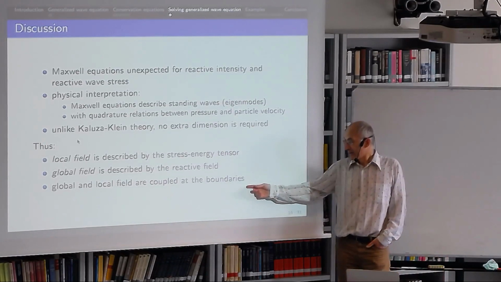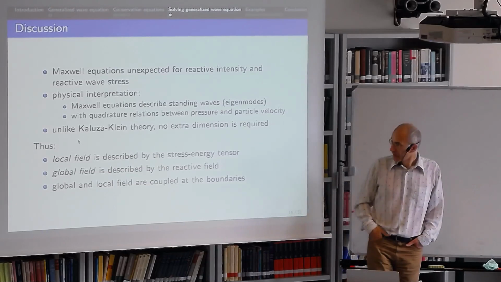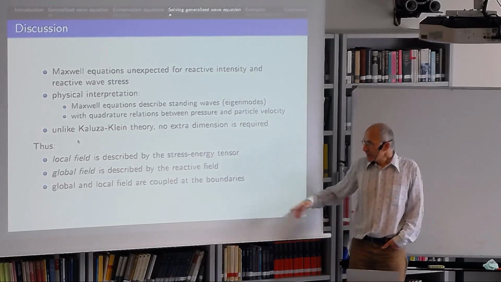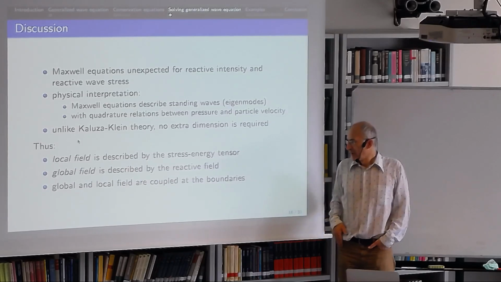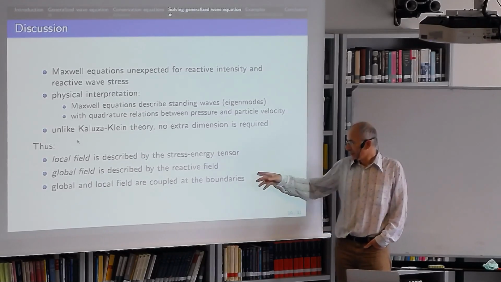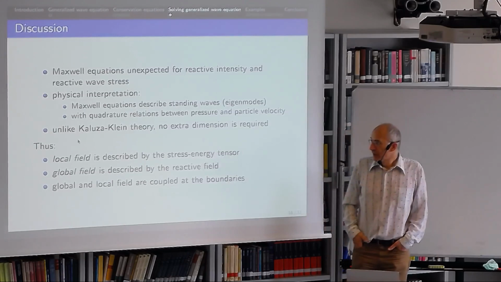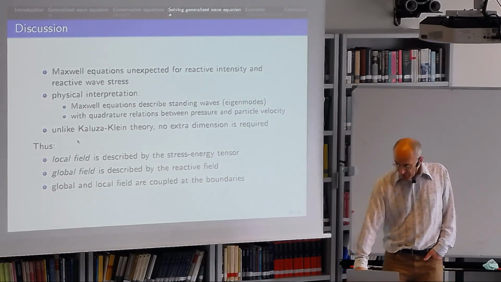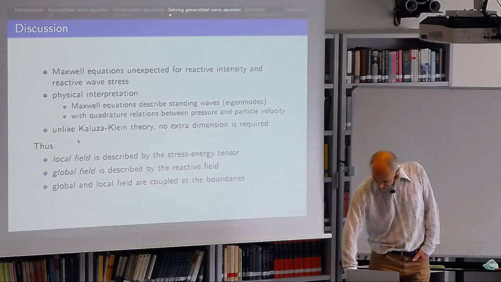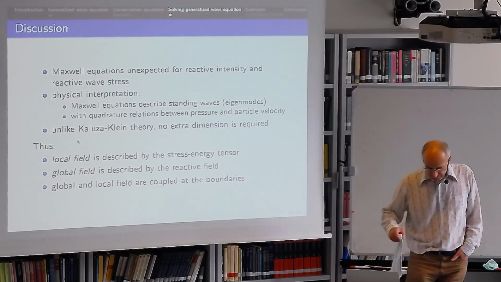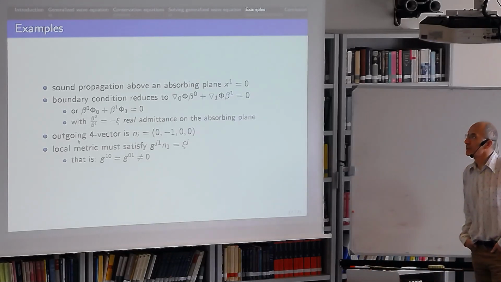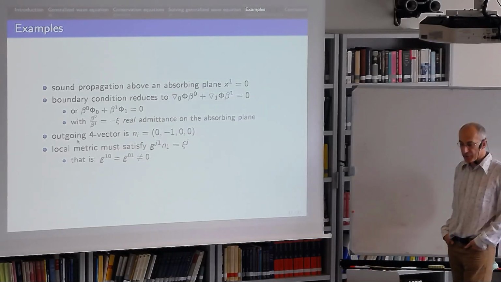And then, as was proven already in ordinary metrics by Morse and Ingard, global and local fields are coupled at the boundaries. So if we consider that there is no coupling, what do we get? And these are the examples I will be looking at. I'll be looking at 2 examples.